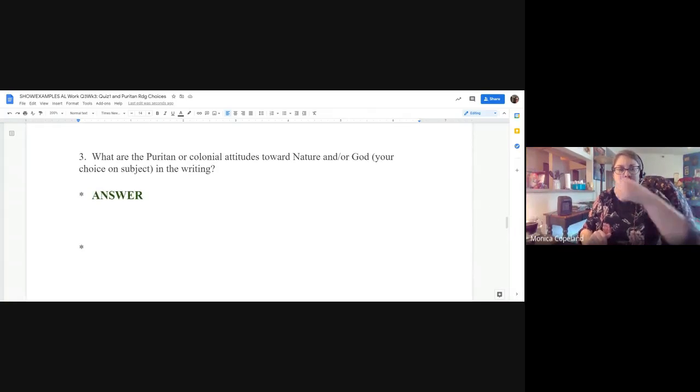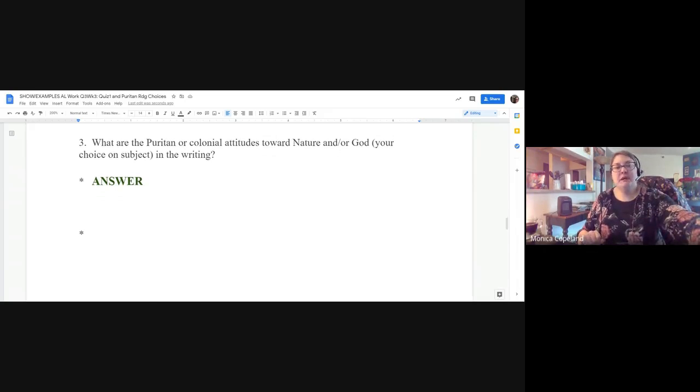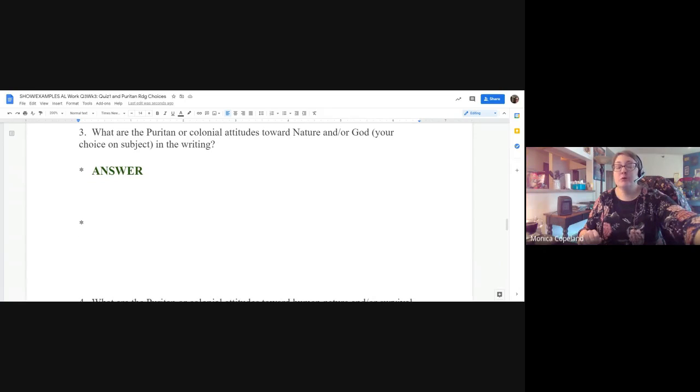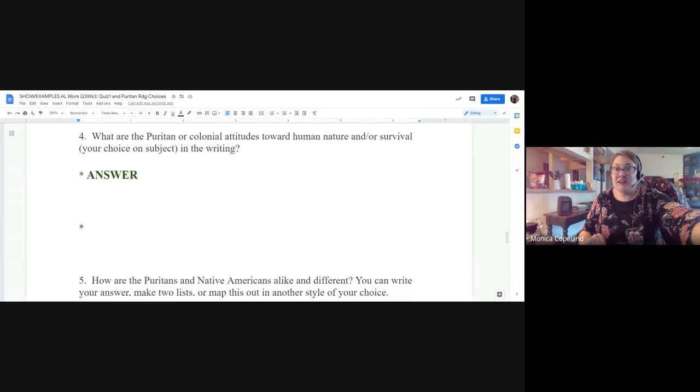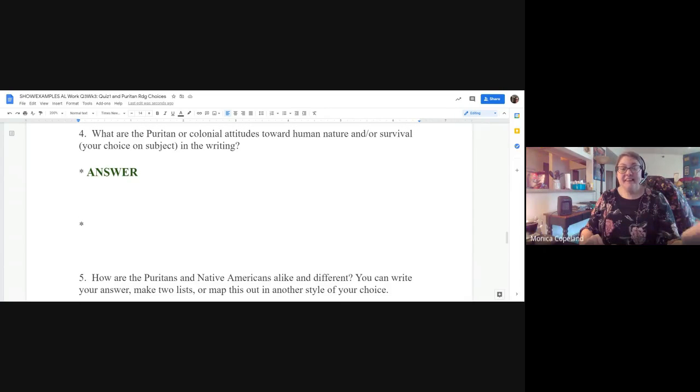Next, what are the Puritan or colonial attitudes toward nature or God in the writing? So again, not looking for full sentences here, just looking for enough to understand your thinking and learning. Then you're going to be asked, what are the Puritan or colonial attitudes toward human nature or survival in the writing? So what do they think is important to survive, or what do they think humans are like? So even without reading Sinners in the Hands of an Angry God, for instance, I know by the title that this writer clearly thinks that humans are evil, and that's just their nature. They're sinners. They're born sinners.